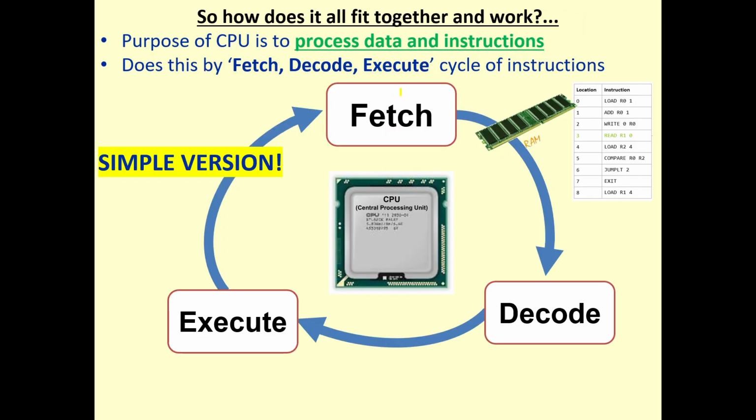Okay, so this is the hard bit to try and remember for the exam, and they often ask things about the FDE cycle: fetch, decode, execute. Remember, the CPU processes data instructions, and it does this by doing the FDE cycle. It fetches instructions from your RAM, it decodes them so it understands them, and then it executes them, it carries them out. But what actually happens? What do you need to know for the exam?